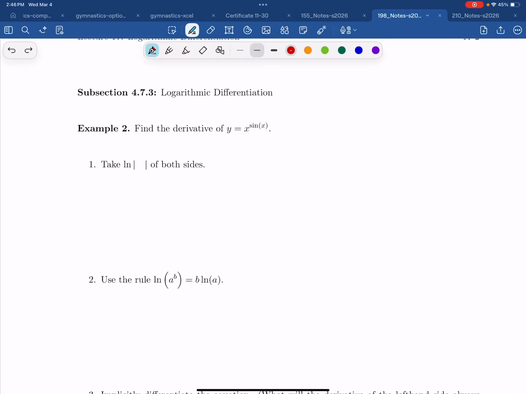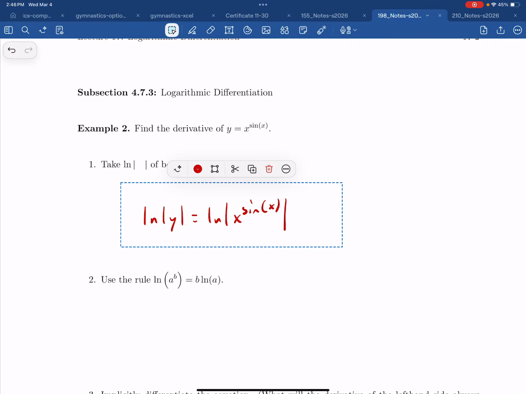So there's a process for doing this. It's a little bit drawn out, but it's very formulaic. You do the same thing every single time. You take the ln of both sides of the equation y equals f of x, right? So we get ln of the absolute value of y equals ln of the absolute value of x to the sine of x. All right? And just straight up do it.